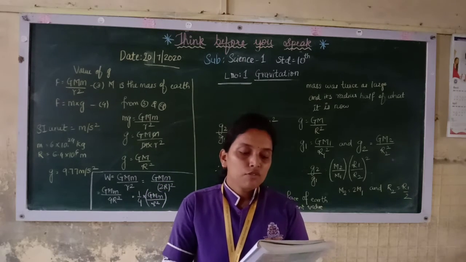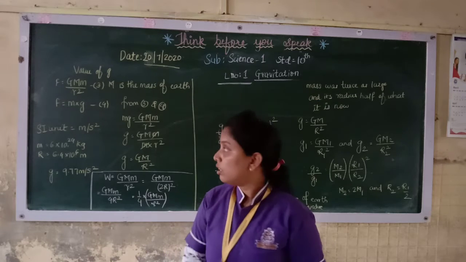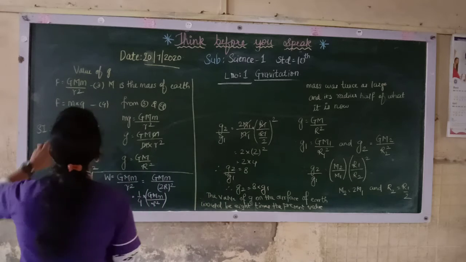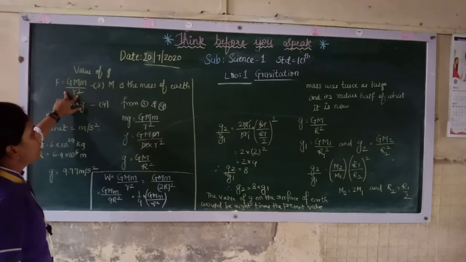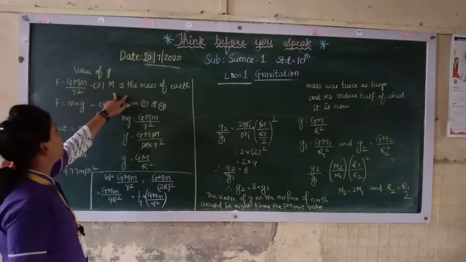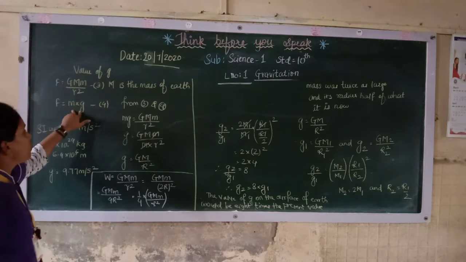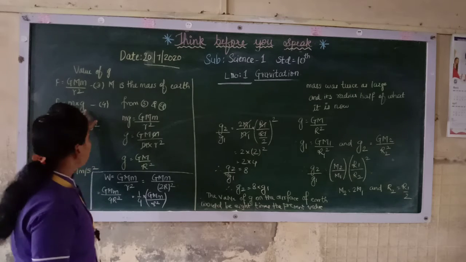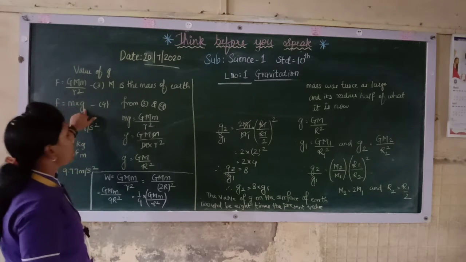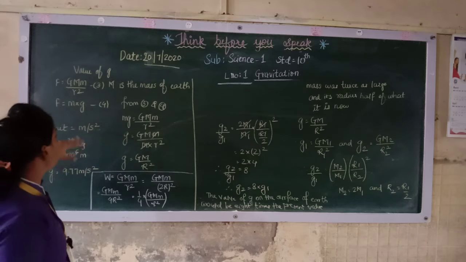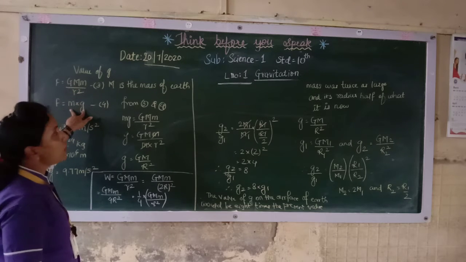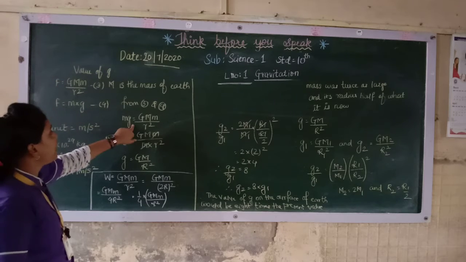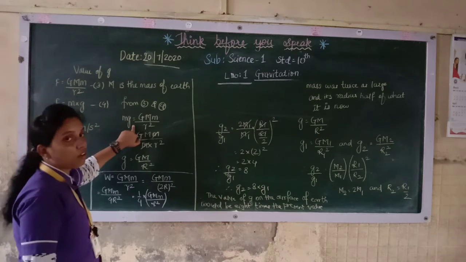Now the value of g on the surface of the earth. Now we can calculate the value of g. See here, force is G M m upon r square, where M is the mass of the earth. But force we can also write as m into g, where small g is the acceleration due to gravity. Now from these two equations you will find F is the same, so you will get m g is equal to G M m upon r square.